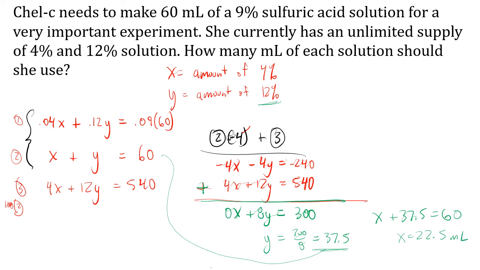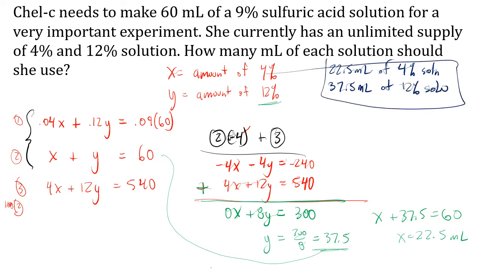To answer this question, it's a little bit different because it's a word problem and all these variables are meant to talk about a specific thing. We would say she needs to add 22.5 milliliters of 4% solution, and 37.5 milliliters of 12% solution. That would be our answer. We don't write that as an ordered pair because in this case, x and y are not corresponding to coordinate points, but to volumes.